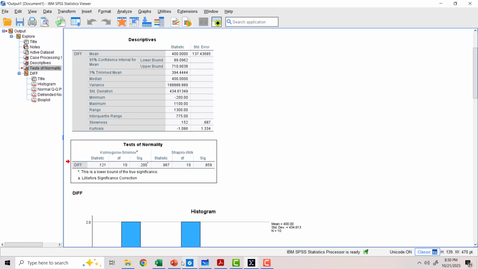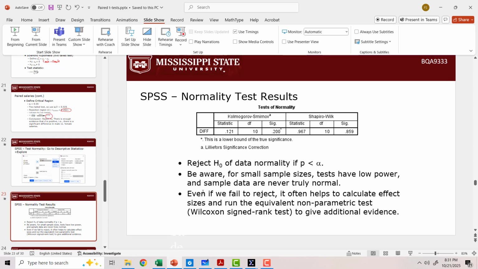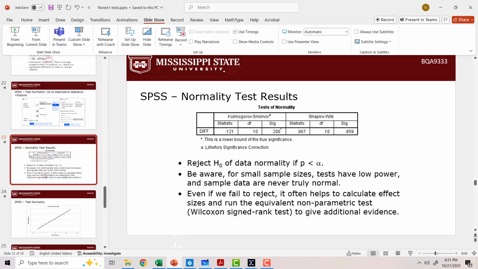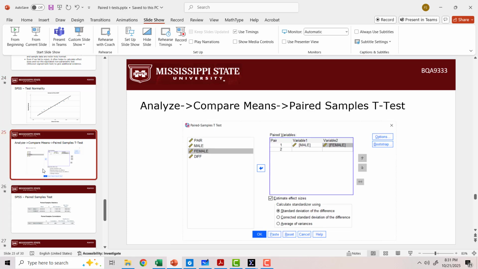I've summarized the results for normality here. Reject H0 of data normality if P is less than alpha, and then my warning: even if we fail to reject, because we can never be sure it's normal, I would always calculate effect sizes, and also run the equivalent non-parametric test to give additional evidence. If I said, small sample size, maybe some suspicion we're not entirely normal, why don't we run both tests to give us extra evidence? Okay, so very fiddly, this test.